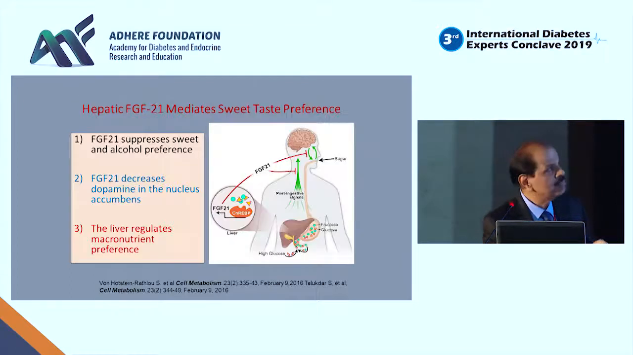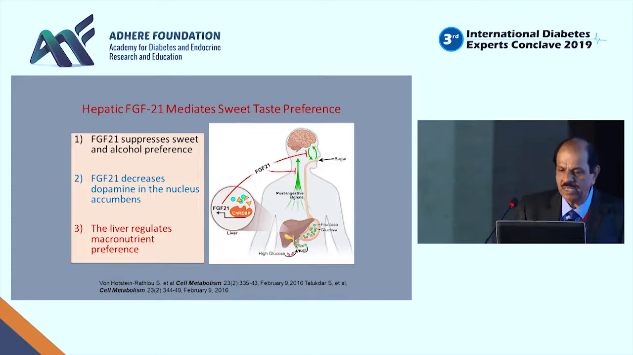One more interesting aspect is about the hepatic FGF, which is produced from the liver. It decides about the taste. A very interesting observation is that FGF can also have a negative action on the consumption of alcohol and sweets. These analogs of FGF1 could be a new kind of therapy for patients with NAFLD.